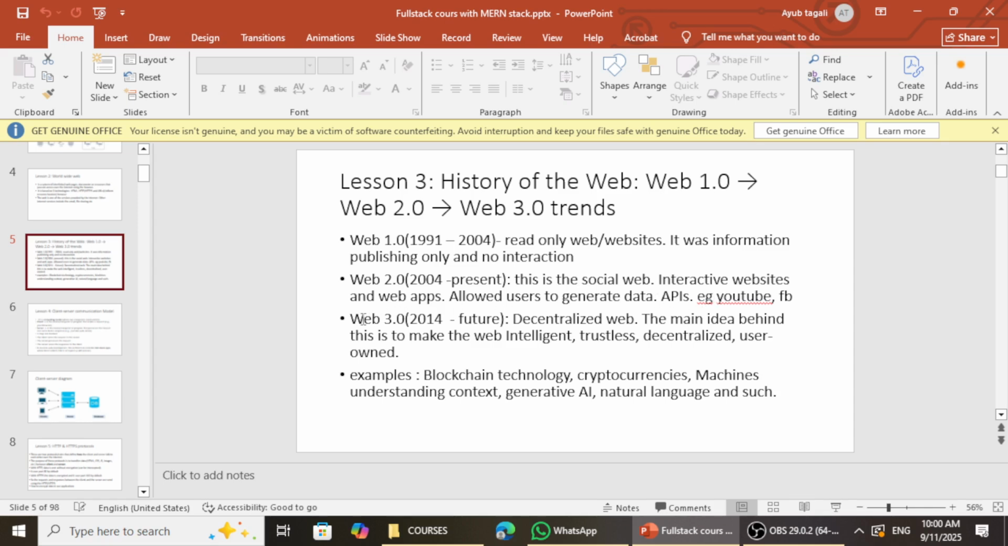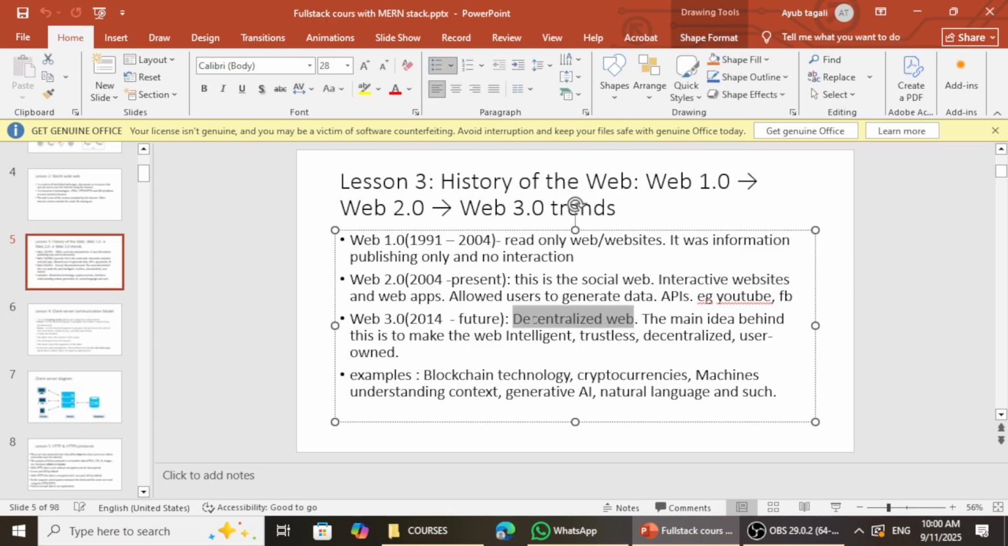Then we came to the third version of the web, which started from 2014 to the future that we're heading towards. And in this version of web, it is also called the decentralized web. The main idea behind this web is that it makes the web intelligent, and it makes the web trustless, it makes the web decentralized. So in this version of the web, we are looking at more how to make our web applications more intelligent by integrating some aspects of AI, making the web more decentralized.